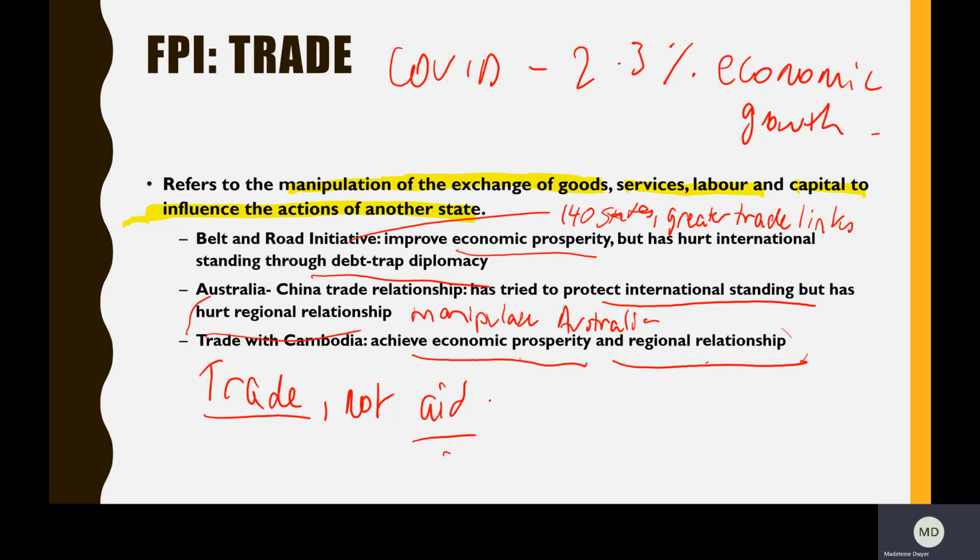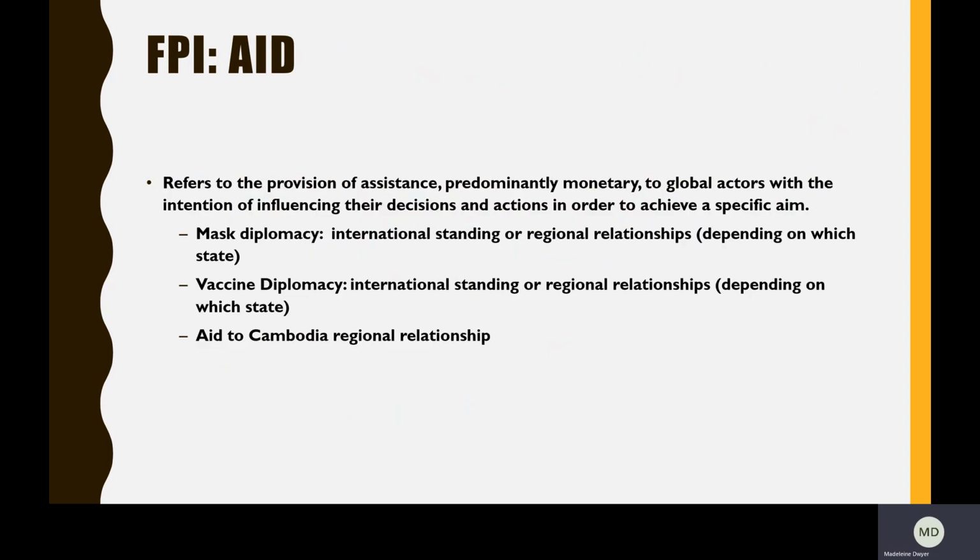Okay, now let's move on to aid. The difference between trade and aid is that you are giving things without really the expectation that there's any sort of reciprocation, and it's just assisting people. So it's the provision of assistance, predominantly money, to global actors with the intention of influencing their decisions and actions in order to achieve a specific aim.